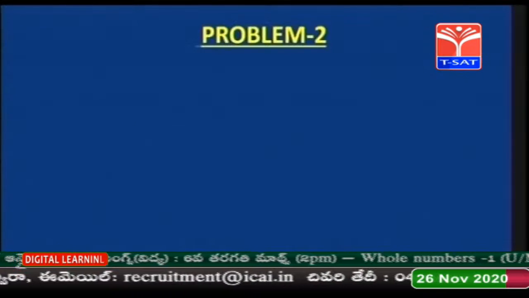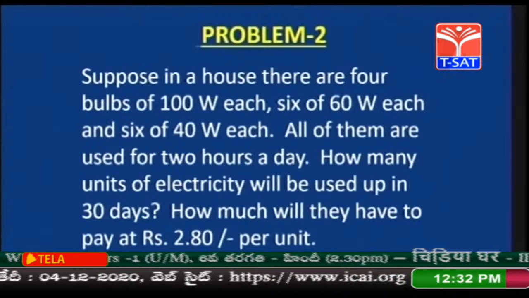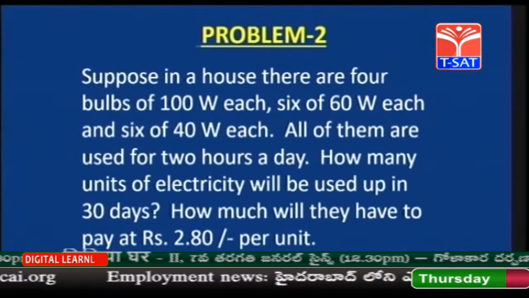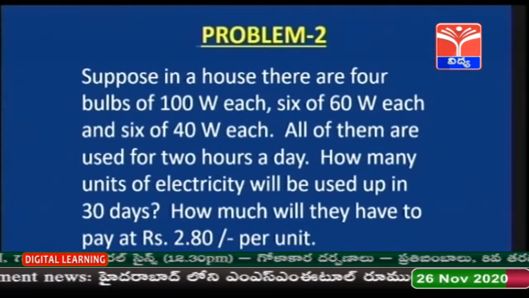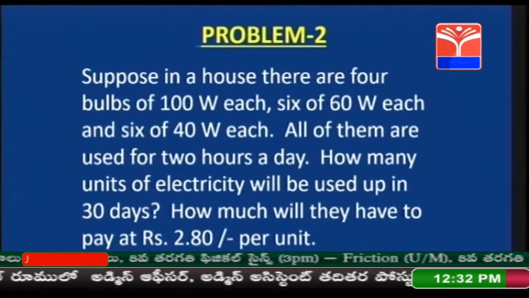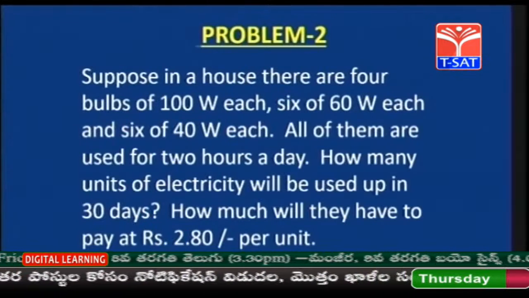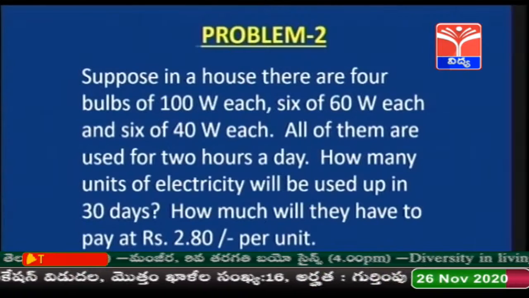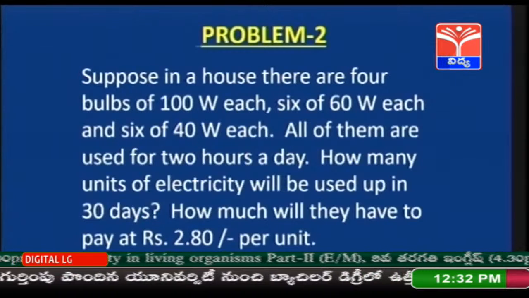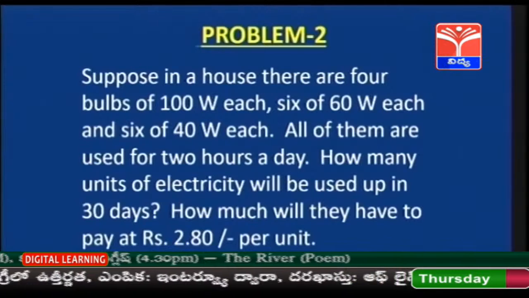Now we will see another problem. Suppose in a house there are 4 bulbs of 100 watt each, 6 bulbs of 60 watt each, and 6 of 40 watt each. All of them are used for 2 hours a day. How many units of electricity will be used up in 30 days? How much will they have to pay at rupees 2.80 per unit?